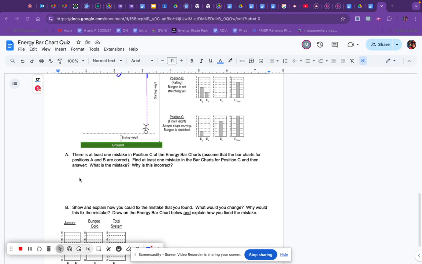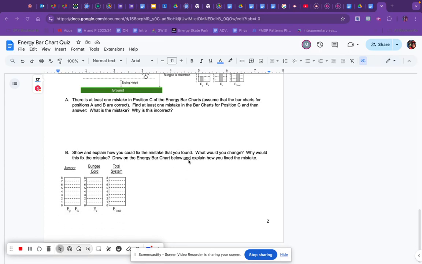Then for 2A, there is one mistake in position C of the energy bar charts. Assume the bar charts for positions A and B are correct. Find at least one mistake in the energy bar charts for position C and then answer: What is the mistake? Why is this incorrect? So tell me why. You might need to go back to page 5 in your packet for that, and that'll help you out.